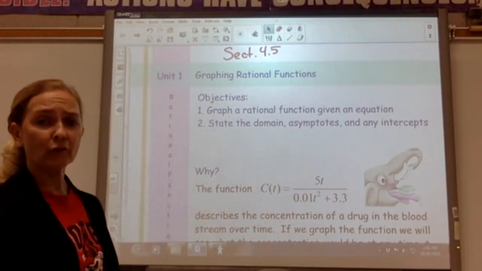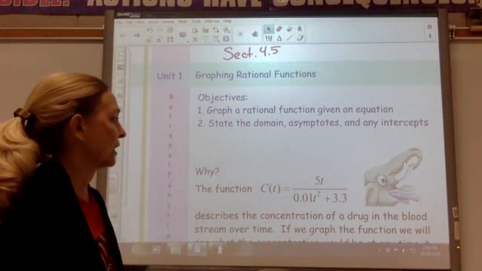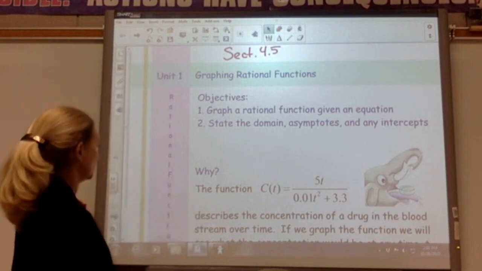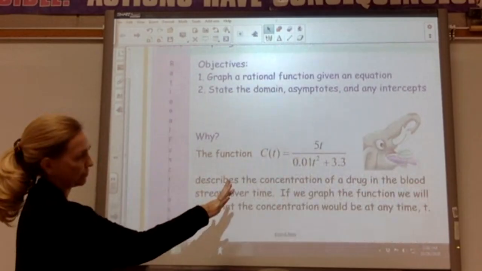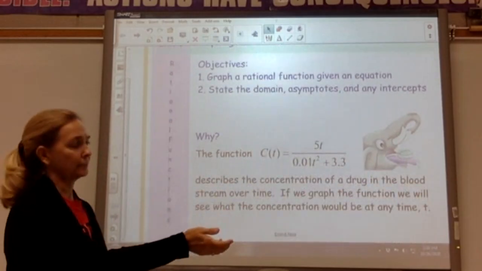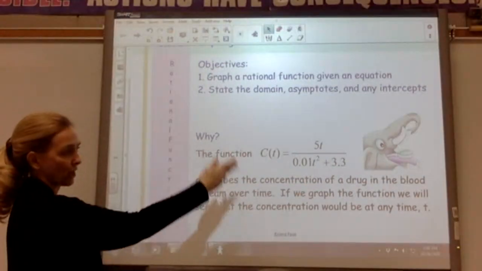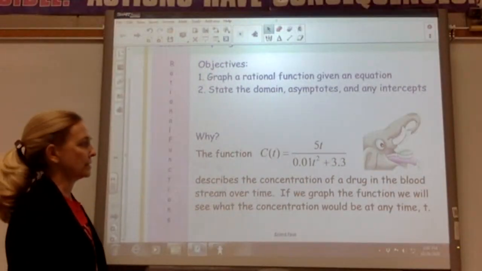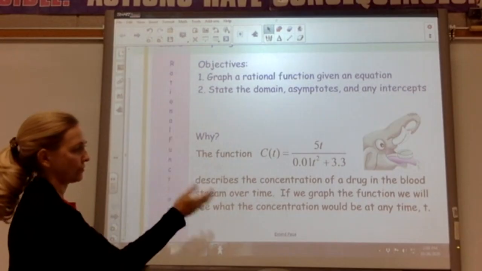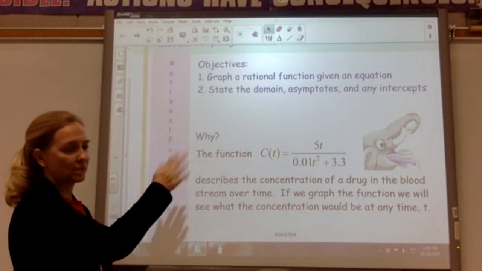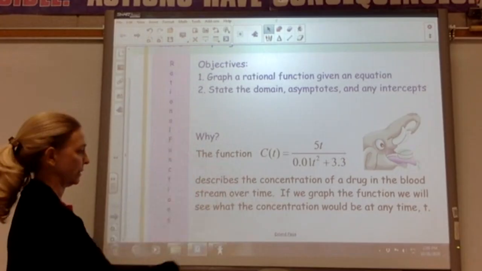This section is all about graphing rational functions, and there are quite a few steps to go through to graph rational functions. This gives you an example of a word problem that involves concentration of a drug in the bloodstream over time. This is a rational equation, and graphing it would help us figure out, at a given time, how much of the drug will be in the bloodstream.